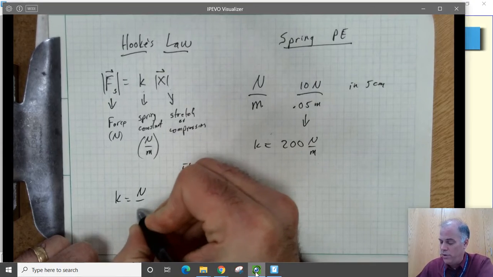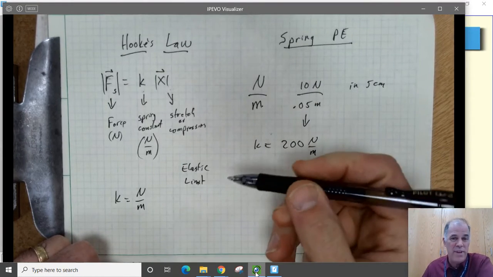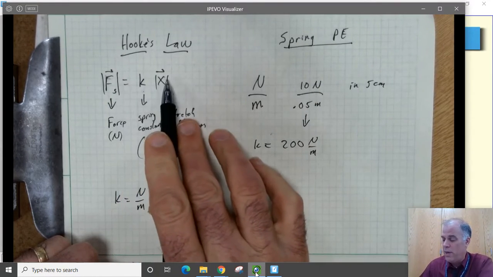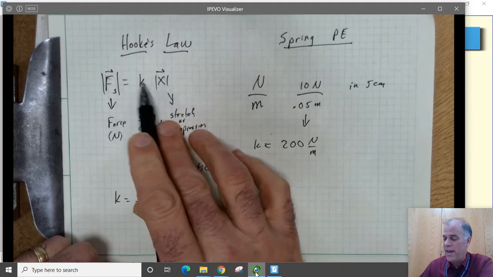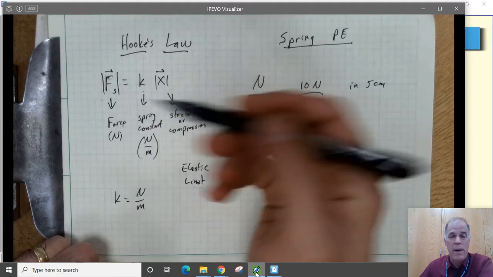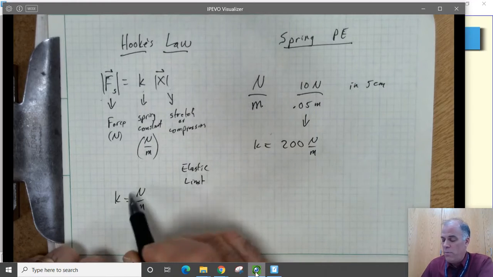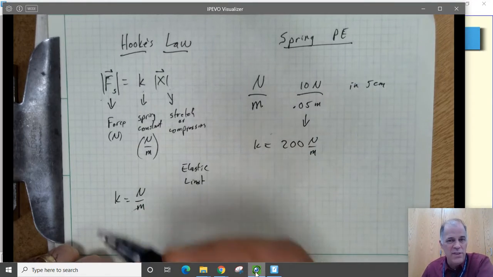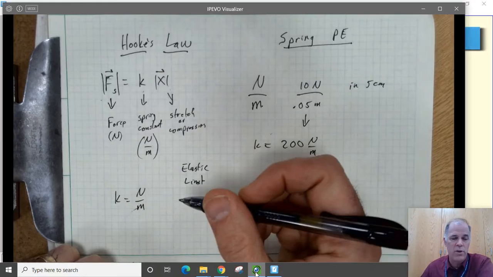K is equal to newtons per meter. That's what it comes down to. If we rearrange this, bring the meters over to this side, K is equal to newtons divided by meters. So just remembering what the spring constant is and represents helps you represent Hooke's law.